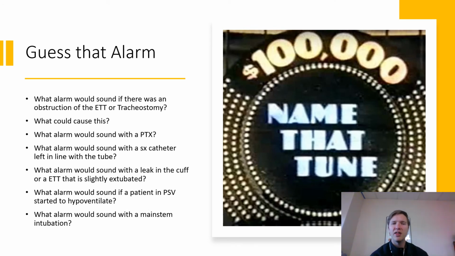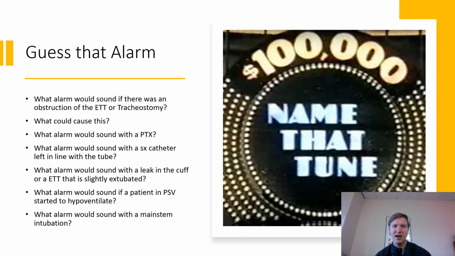All right, what alarm would sound if there was an obstruction in the ET tube or tracheostomy? Just take a guess. And we're going to assume volume ventilation for this little game. So pause it. You could comment, right? So pause it and see what alarm you would think that would be. So when we're looking at something that obstructs the ET tube or tracheostomy and they're in volume ventilation, it'd be high pressure alarms traditionally, especially if you have it set appropriately.